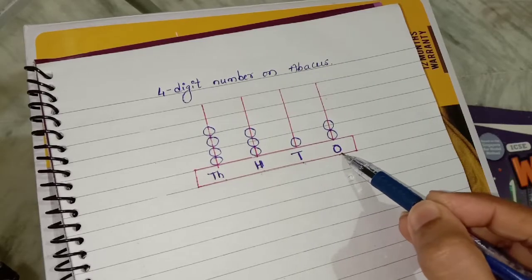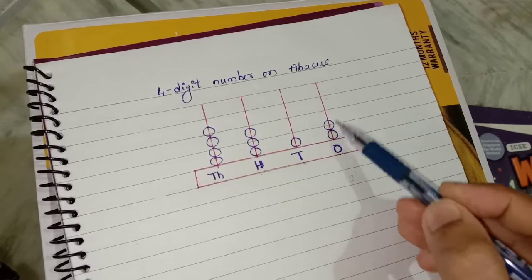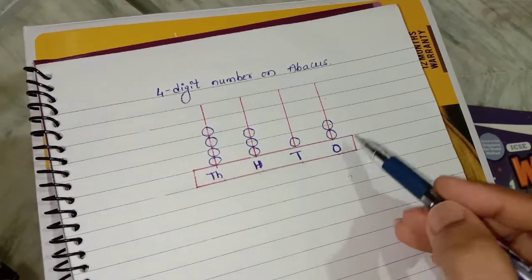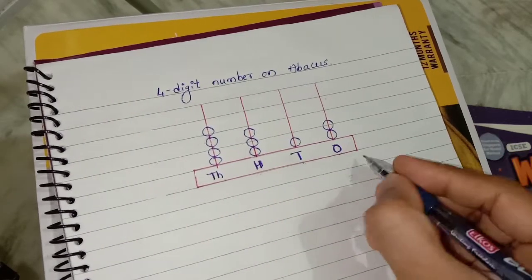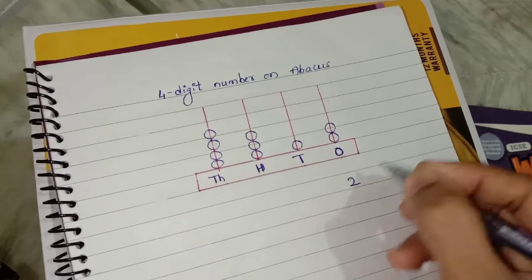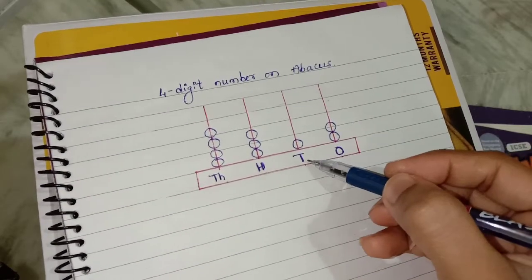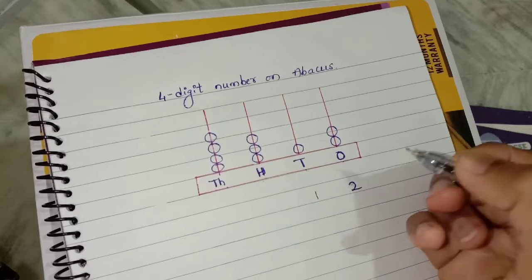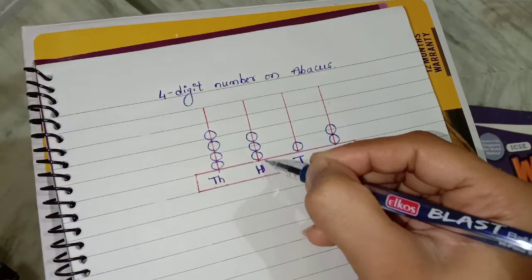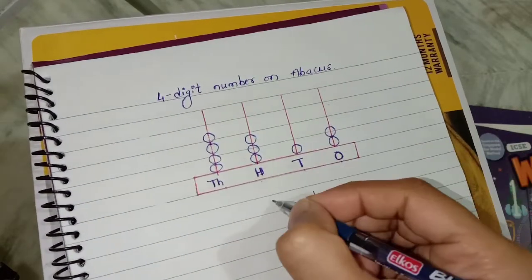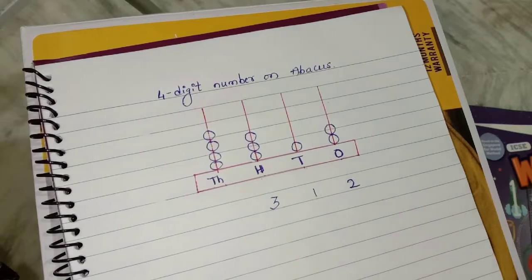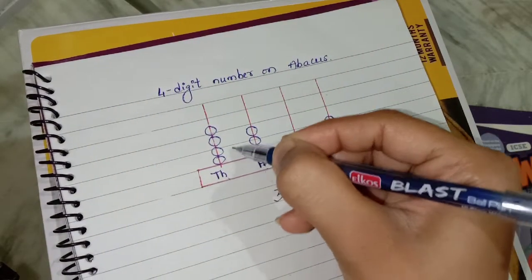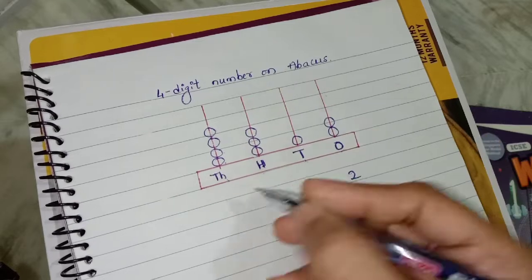See, in ones place we have 2 beads on these spikes. These we call spikes. So in ones place we have 2 beads. Now, in tens place we have 1 bead on the spike. In hundreds place we have 3 beads. Now, in thousands place we have 4 beads. 1, 2, 3, 4.